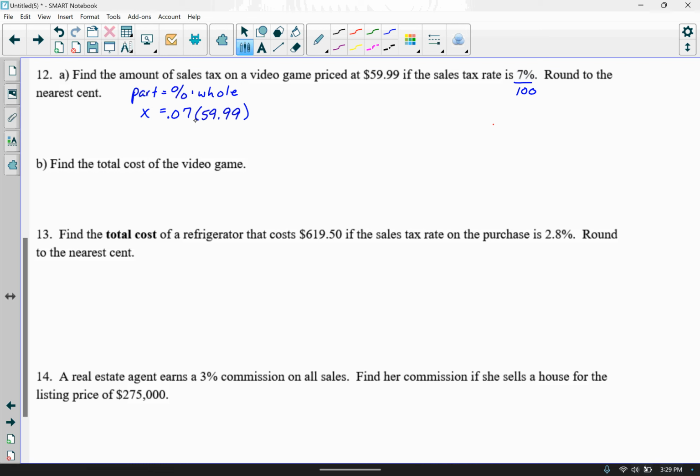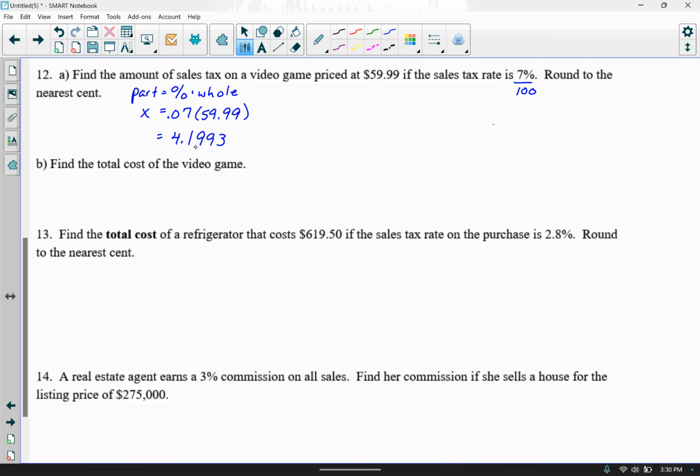Again, so here x equals 0.07 times that, so you can just put that in your calculator directly, and when you do that, you should get 4.1993. I can't remember if there's any more numbers past that, but that's all that we need because we're trying to round to the nearest cent. We're talking about money, so you should always have dollars and cents.